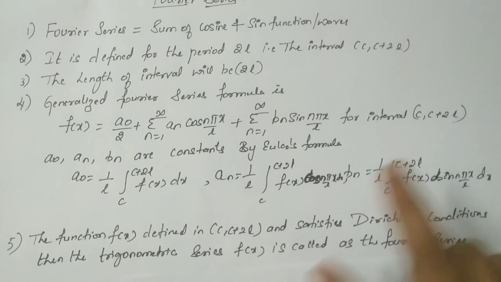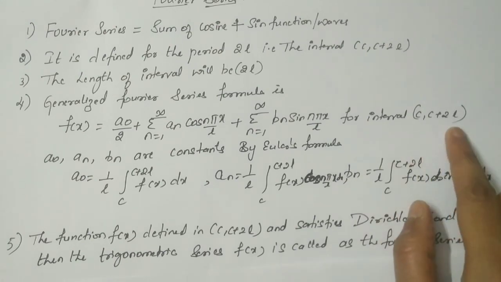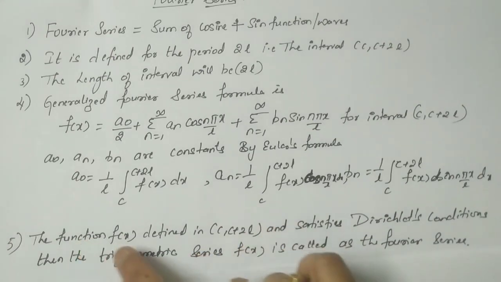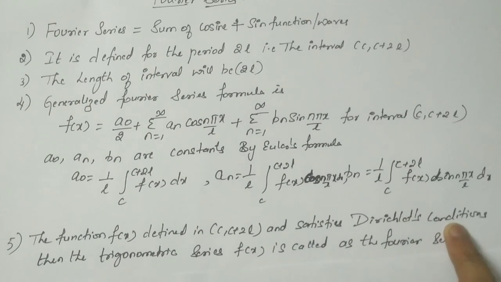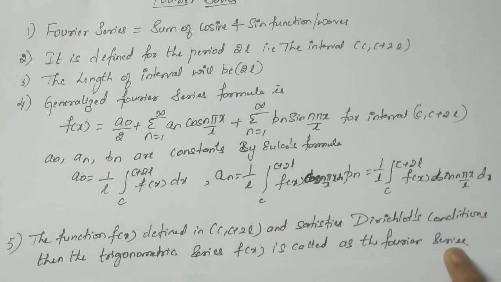It has only a finite number of discontinuous points. Whatever function we take should have finite discontinuities, and it should have at most a finite number of maxima and minima for c to c plus 2L. Keeping all these conditions along with the trigonometric series, a function f of x is defined, and if it satisfies the Dirichlet condition, then this trigonometric series was later named the Fourier series.